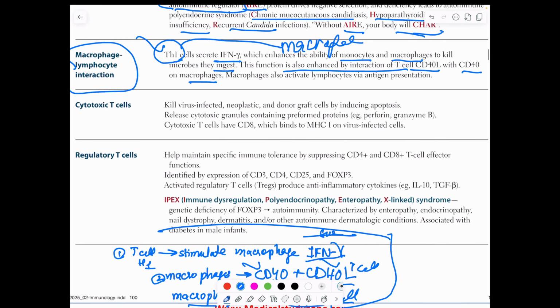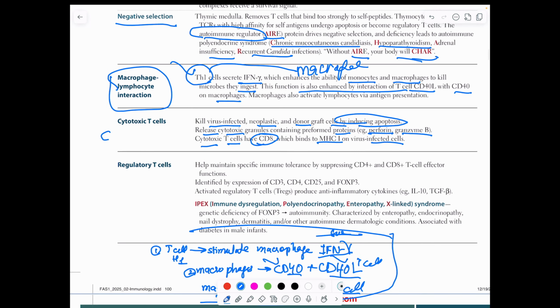Now the cytotoxic T cells kill viruses, neoplastic cells and donor graft cells by inducing apoptosis by perforin and enzymes. You already know. They release cytotoxic granules containing preformed proteins, perforin and granzyme B, and the cytotoxic T cell is from CD8, which binds to MHC class 1 on virus infected cells. You already know that CD8 cells form cytotoxic T cells that kill viruses, mainly neoplastic cells and donor graft cells also.